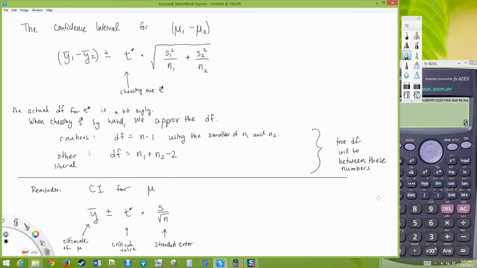So I think in our class we'll use the liberal approach for our class. And that means if you don't find the exact degrees of freedom in the table, always round down. Okay? You don't round up.